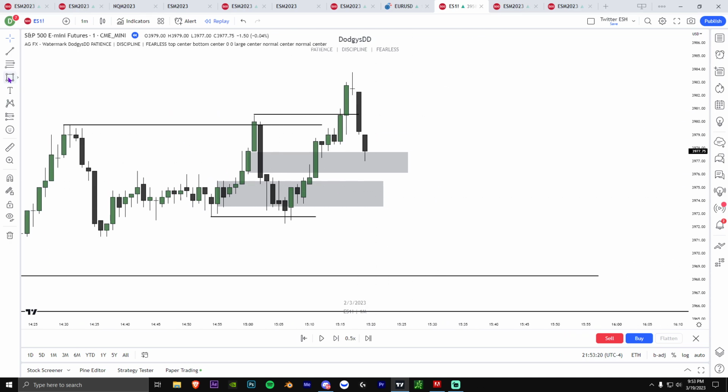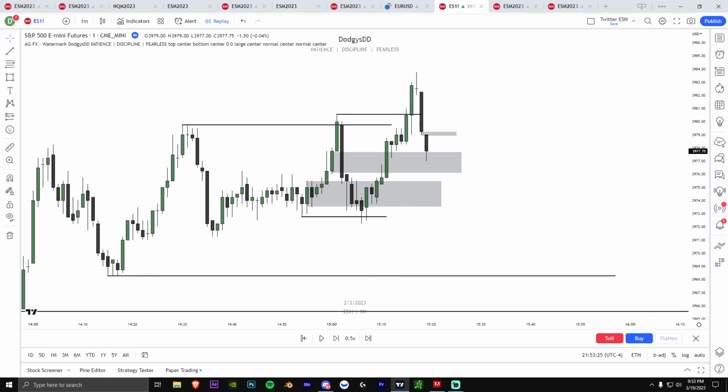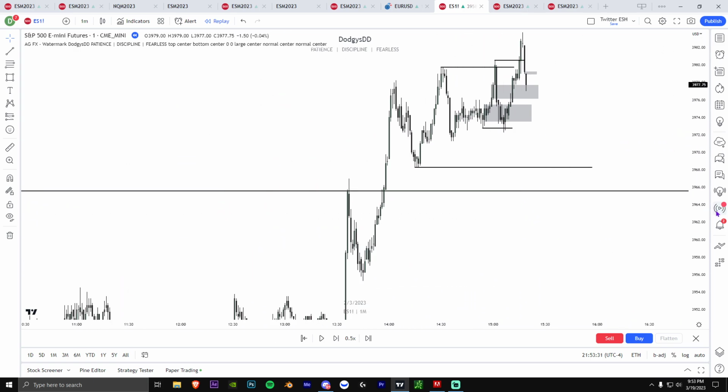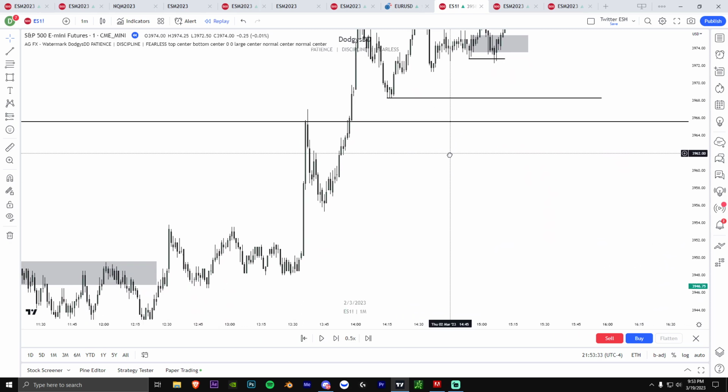So right here, I like how we create a volume imbalance. I see we take out highs again. We keep taking out highs here, so I'm still monitoring these equal highs. I know on a higher time frame we are still very high.